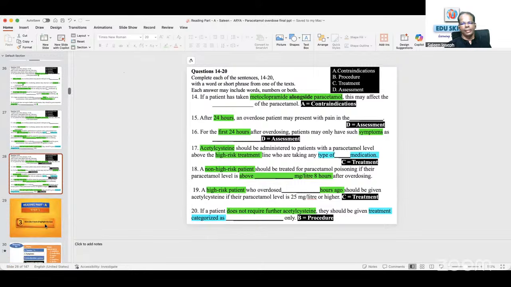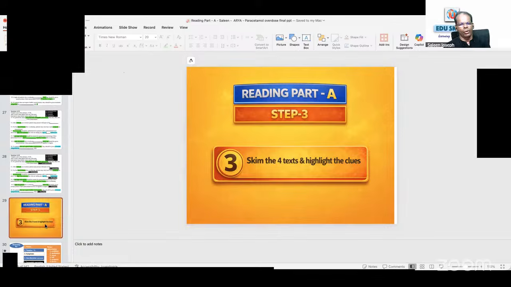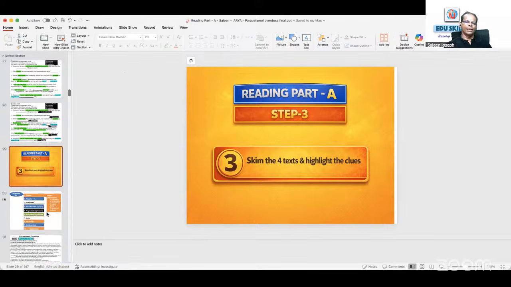Right. Step 3. That was step 2: you identify the keywords in the question and match with the text. Maybe 1 or 2 will be wrong. It's cool. When you go to locate the answers, it will be fine. Step 3: skim the text and highlight the clues. Now you'll be skimming the text. If you want to skim the text earlier along with the headings, you can do it. If you are competent enough, you can skim together and highlight the keys as well.